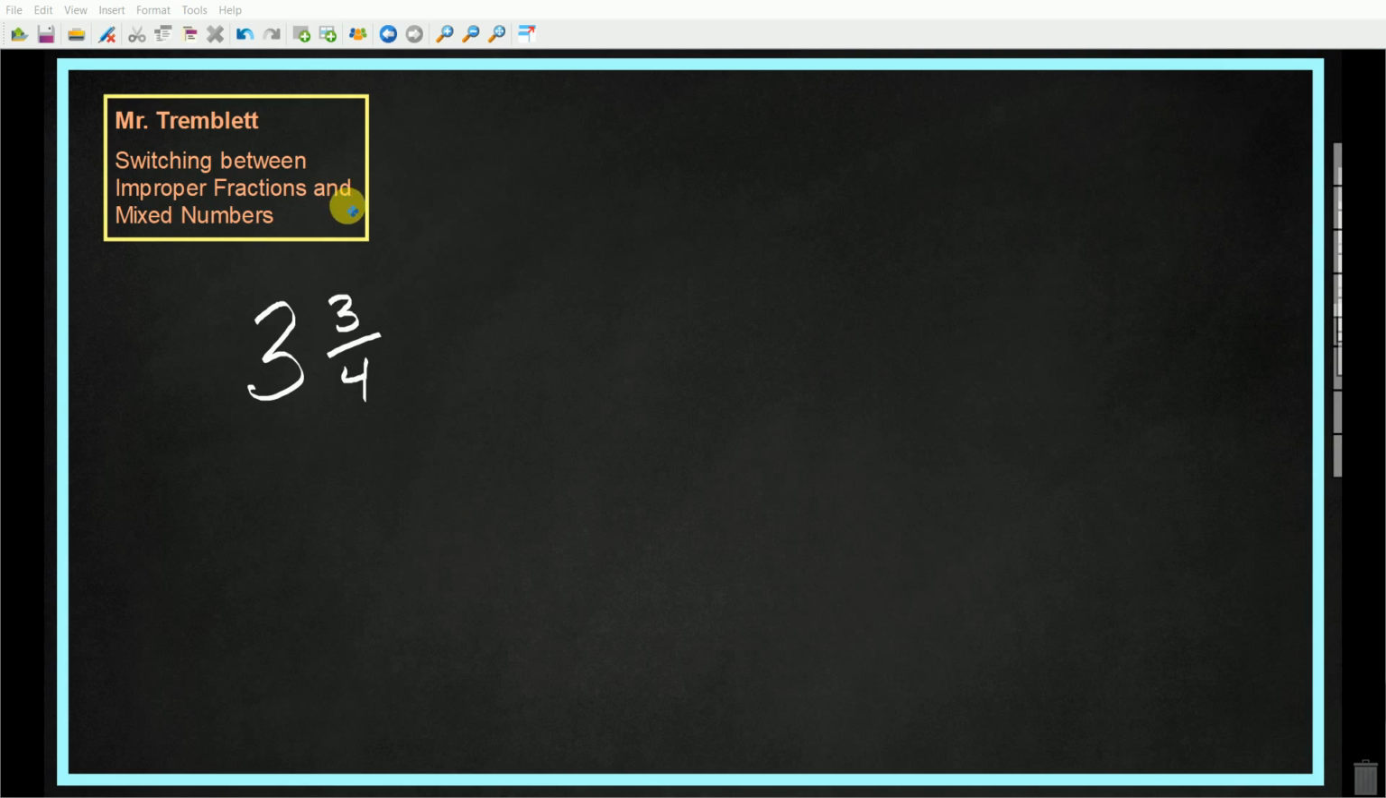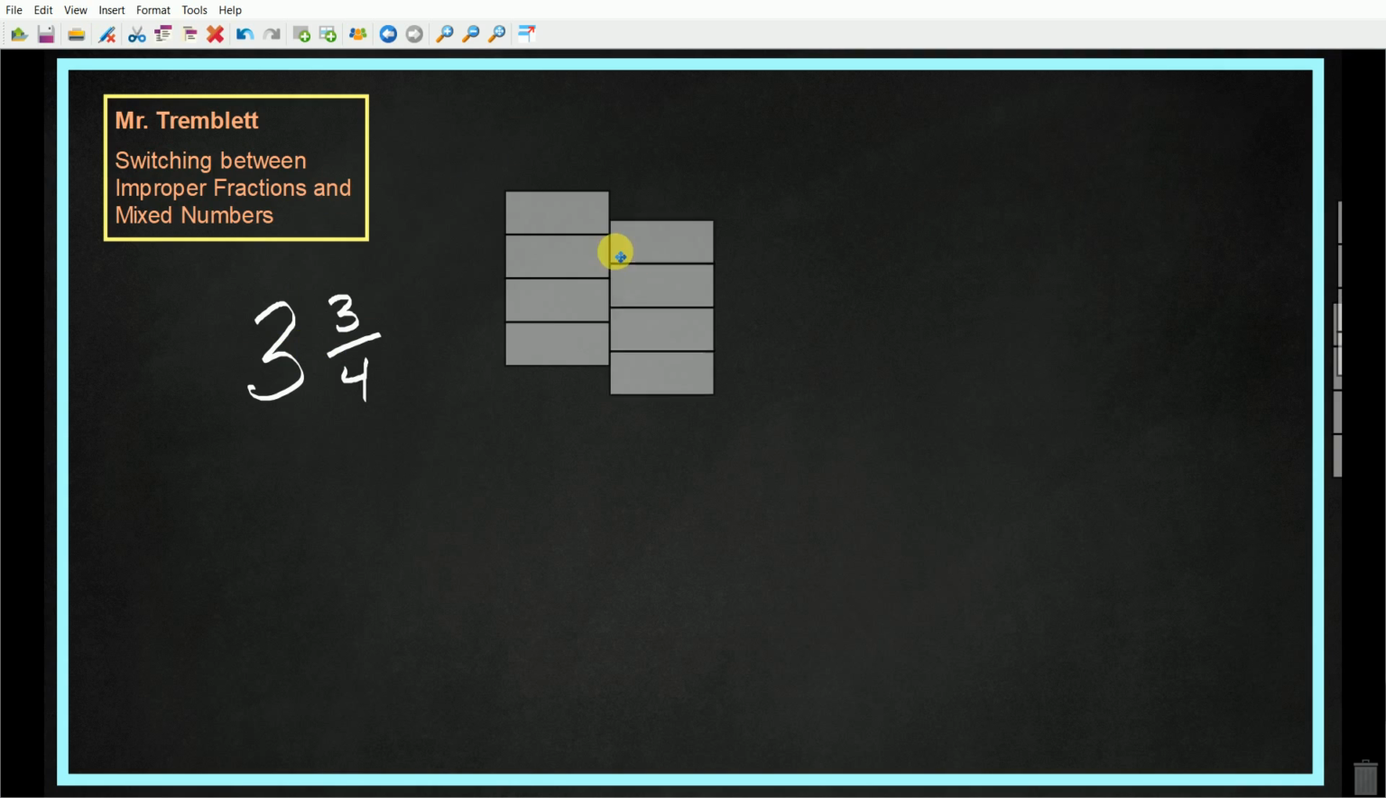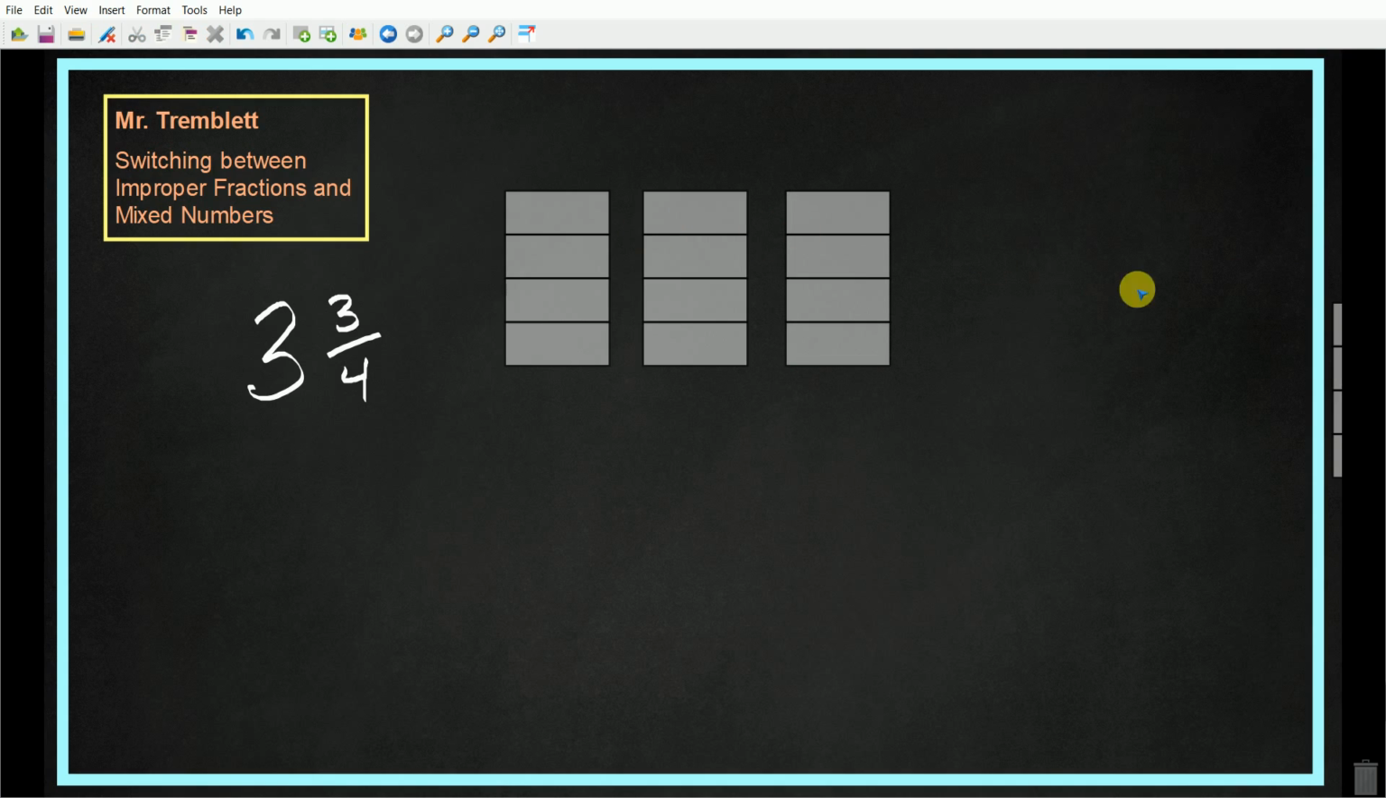So first thing we're going to do is draw 3 3/4, so we're going to make a model of it. So we have one whole thing, two whole things, 3 and 4 whole things. Now these are cut into fourths, and I have 1, 2, 3, 4 fourths in this one, so the full thing, 2 full things, 3 full things, and then 3/4 of another.